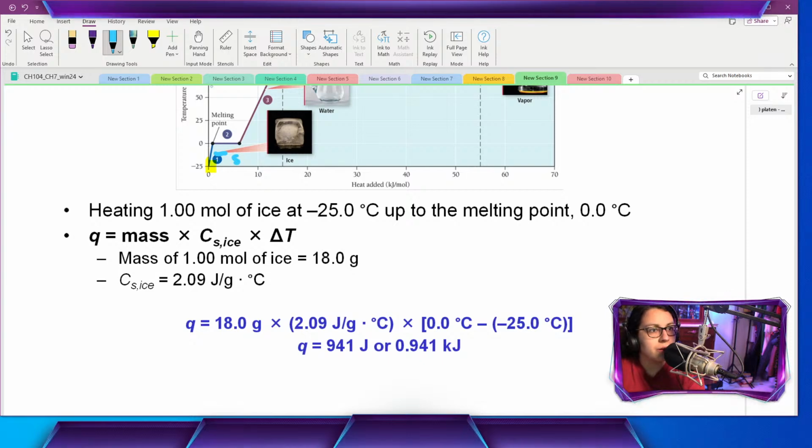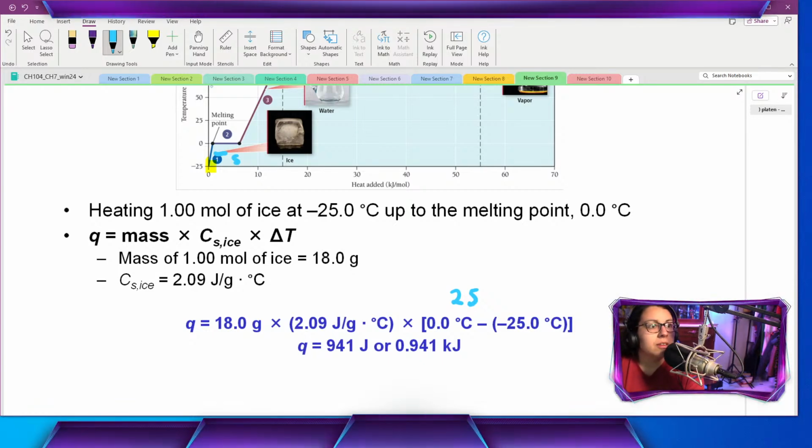And then we're going from negative 25 to 0. We have to stop at the state change, so that's really important. That's why we stop at 0. Of course, 0 is our melting point. So our change in temperature is 25 degrees. In this case, it doesn't matter whether you're in Celsius or Kelvin, because remember, Celsius and Kelvin go up the same. It's only the difference that matters. A 25 degree difference in Celsius is also a 25 degree difference in Kelvin.